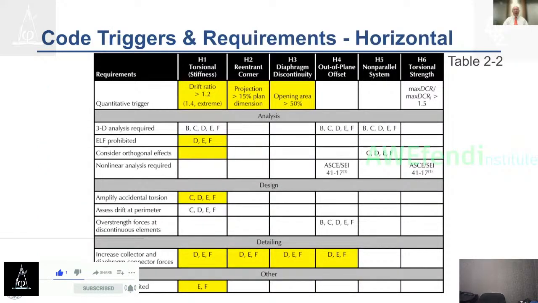So what we have here is, again, a listing of the horizontal configuration issues that were considered in the project. And what you see highlighted in yellow are metrics that were later modified as a result of this project. And most of the requirements that we see here appear in ASCE 7, which is used for new buildings. Some of the requirements appear in ASCE 41-17.